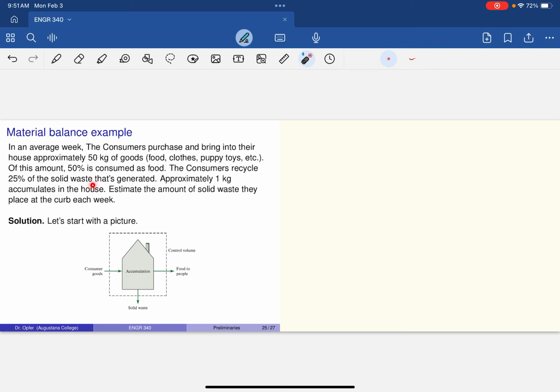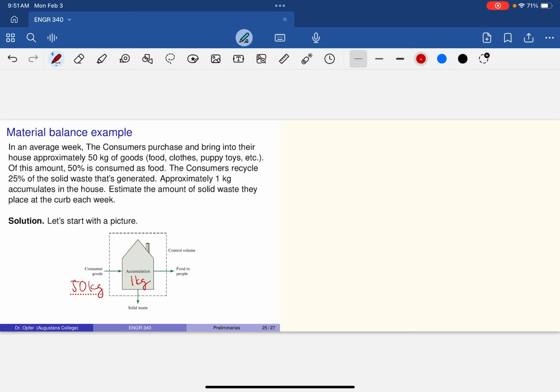So basically, the amount of solid waste, or the mass of the solid waste, that's not recycled. That's how much goes to the landfill. Okay, so always a good first step for these types of problems is to draw a picture. So here's our little house. We're bringing in consumer goods. So this is where the 50 kilograms comes into the house. Some of that is accumulated. We're told 1 kilogram is accumulated. So we've got 1 kilogram staying inside the house each week.